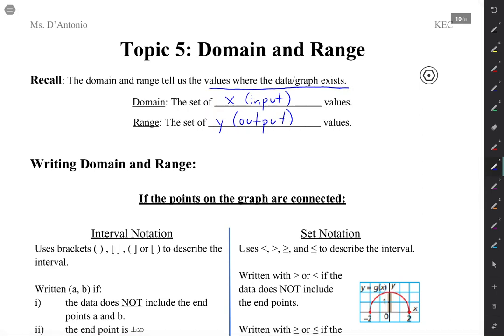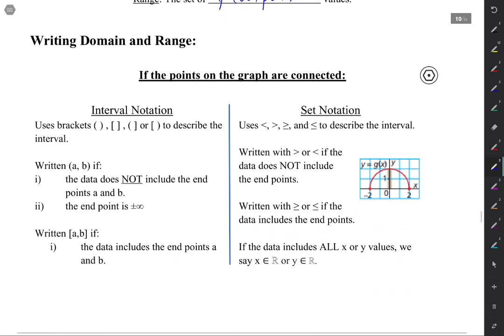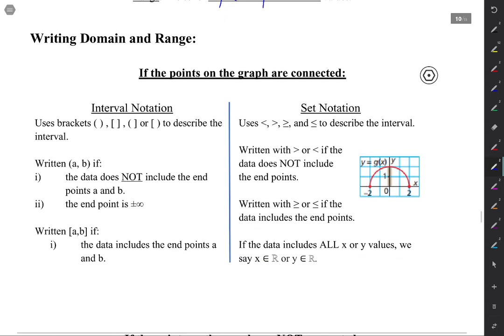Now, domain and range are a new concept to you, but how I like to describe it is think of a normal day and the temperature, how it goes up and down. And we could say the range of the temperatures, if the lowest temperature was, let's say, -7, and then it went up to +9 throughout the day, we would say the range of temperatures was -7 to 9. So that would be the range of the temperature. So we're going to be doing the same thing with a graph and the data we're given there.